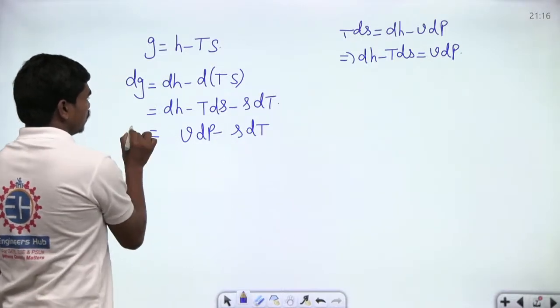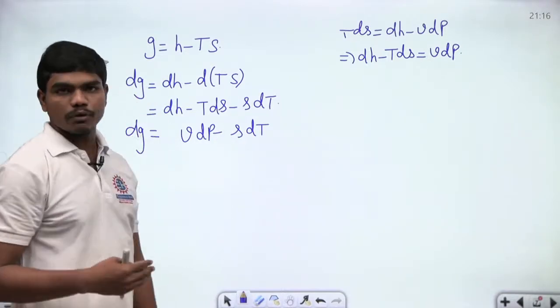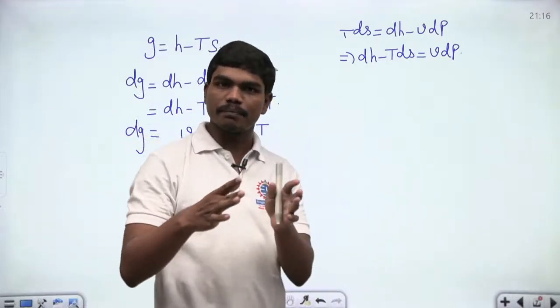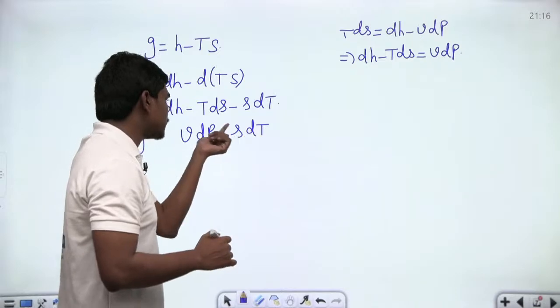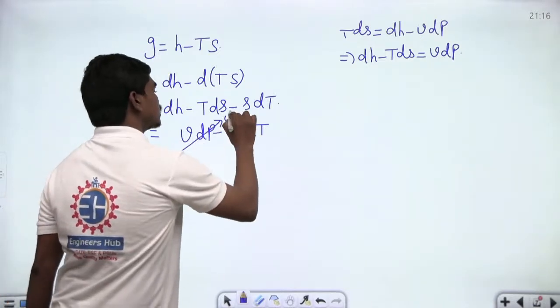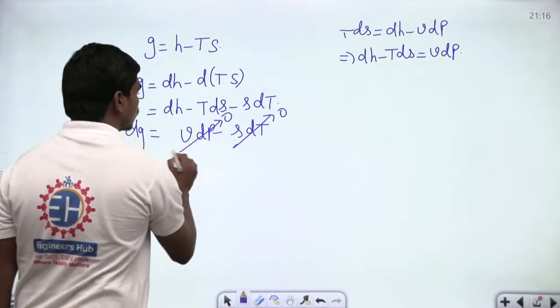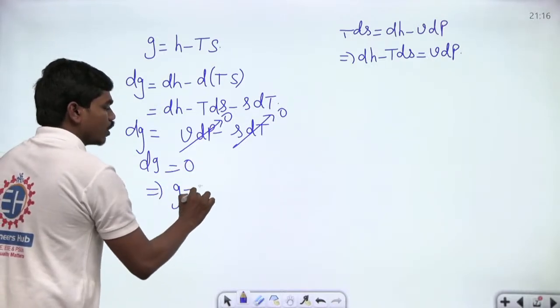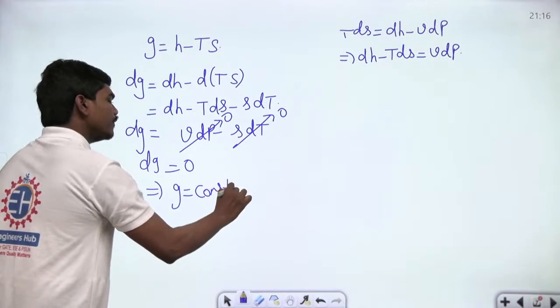But one common thing that we know of a pure substance is whenever any pure substance is undergoing phase change, its pressure and temperature remain constant. So whenever your temperature and pressure are constant, this dP is 0, similarly this dT is 0, so the total expression is 0, which implies G is equal to constant throughout the phase change, correct?